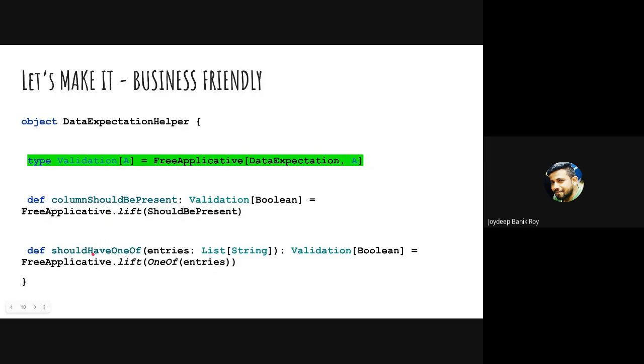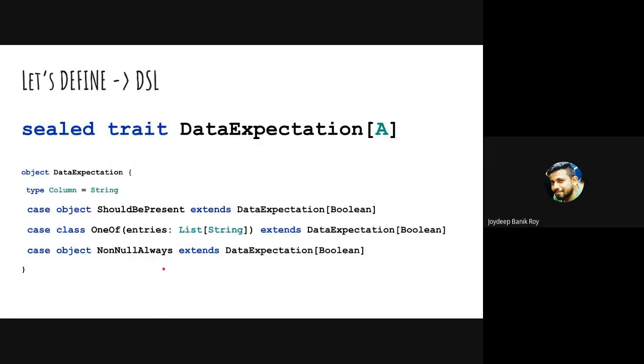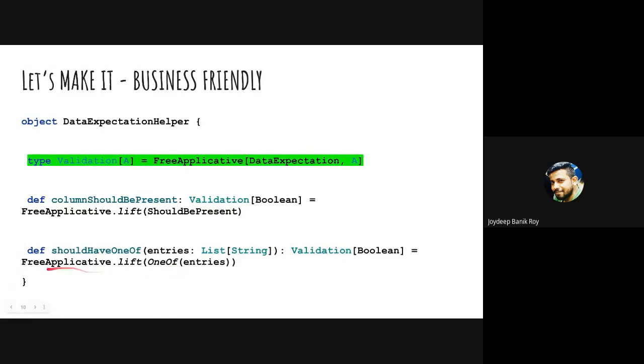So look at this, should have one of. This is user friendly. Should have one of what? A list. Give me a list of strings, male, female. I'll check whether your data only has male, female or not. This is the user's visible part, but they will just look into this and say, okay, I just need to call this method, give it a list of strings, male, female, and it will check it for me. The code will do that internally. And internally, we are again using the same one-off DSL that we wrote here, but we are doing some kind of a trick here to lift this into a free.